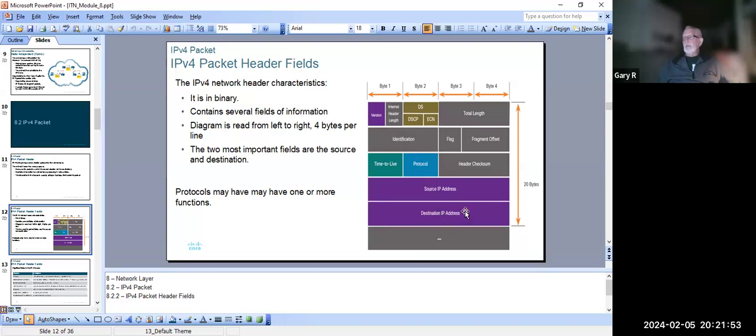We then have, as we would expect, a destination and source address that happen to be in the reverse order, but that's not a problem. The devices know how to read it. And so the destination IP address is used to make forwarding decisions. And at the ultimate destination, it's used by the receiver to know that that packet was for it. Okay.